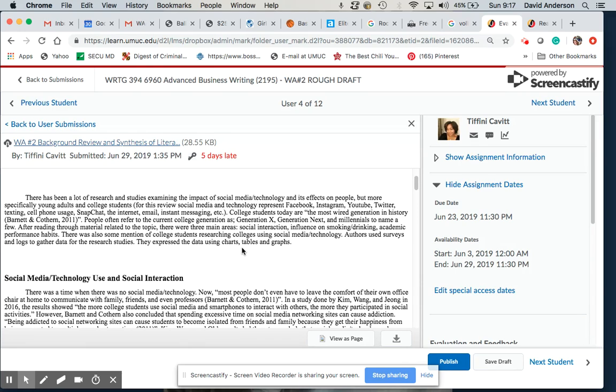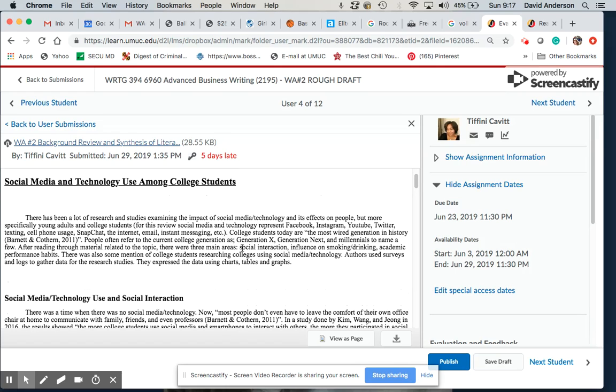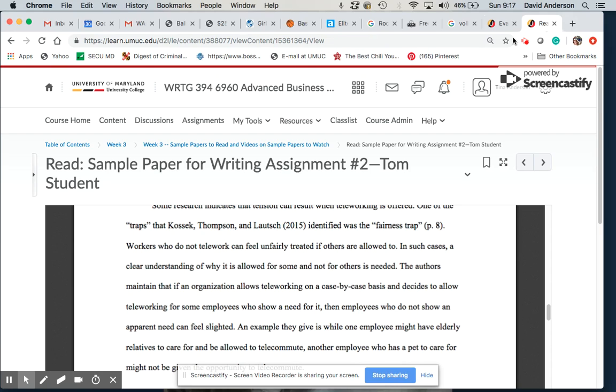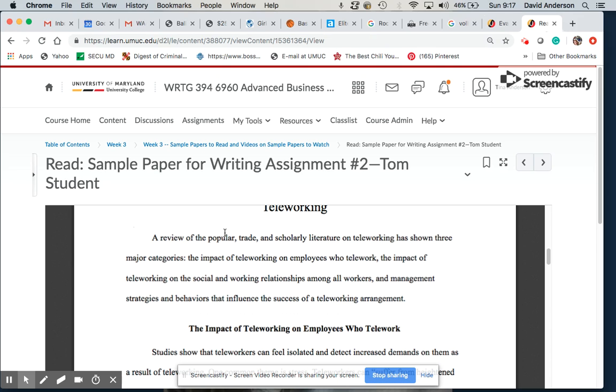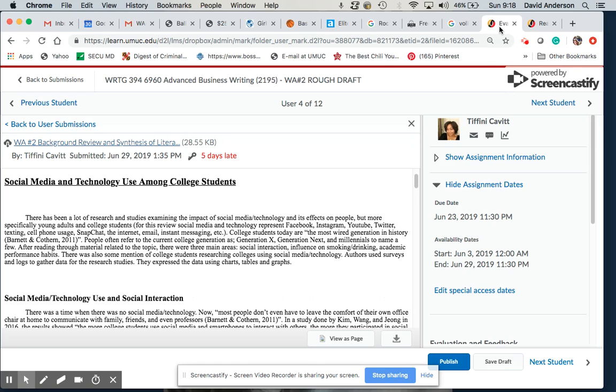You don't want to necessarily spill all your beans in the first paragraph. Your introduction introduces the reader to the 3 subcategories that you will be diving into. So if I take a look back at this sample paper, look at his introduction. It's 1 sentence. A review of popular trade and scholarly literature on teleworking has shown 3 major categories. This is the first category, the impact of teleworking on employees who telework. The second one is the impact on social working, and then the third is management strategies. So that's what you want your introductory sentence or paragraph. It doesn't necessarily have to be a full-blown paragraph.